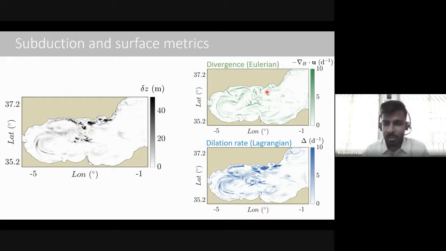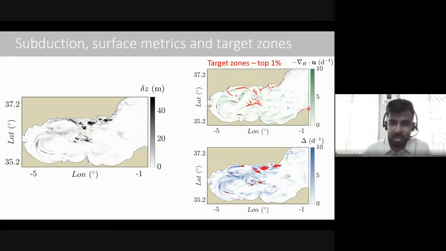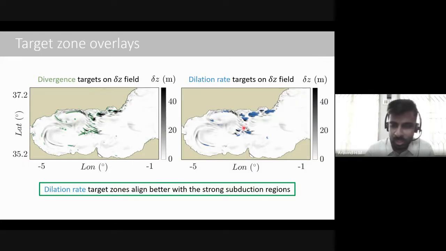Now, to understand this a little better, since I've tried to choose a metric such that the strongest regions in these metric fields should ideally tell us where subduction occurs, I choose the top 1% regions in all of these metric fields as our target zones for subduction. And I try overlaying these target zones on the delta Z fields. And we notice that the dilation rate targets indeed capture many of these subduction zones, and the divergence targets miss many of these strongest subduction zones.